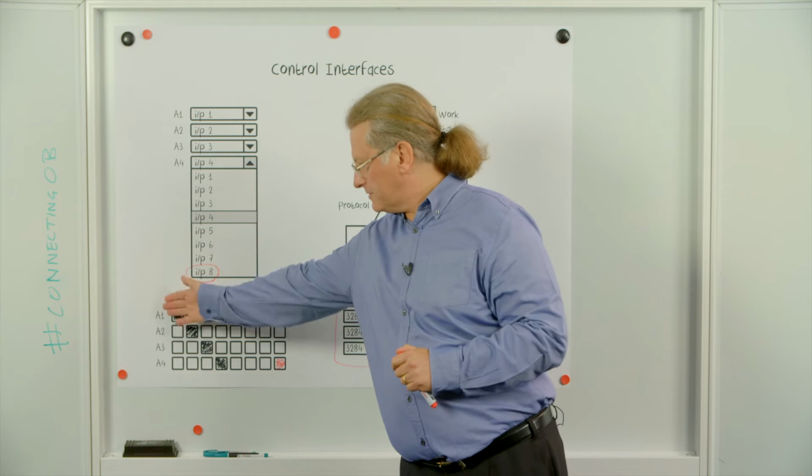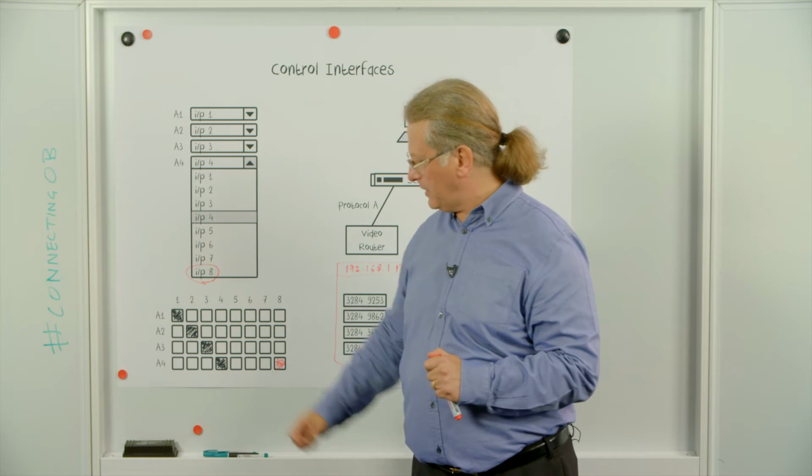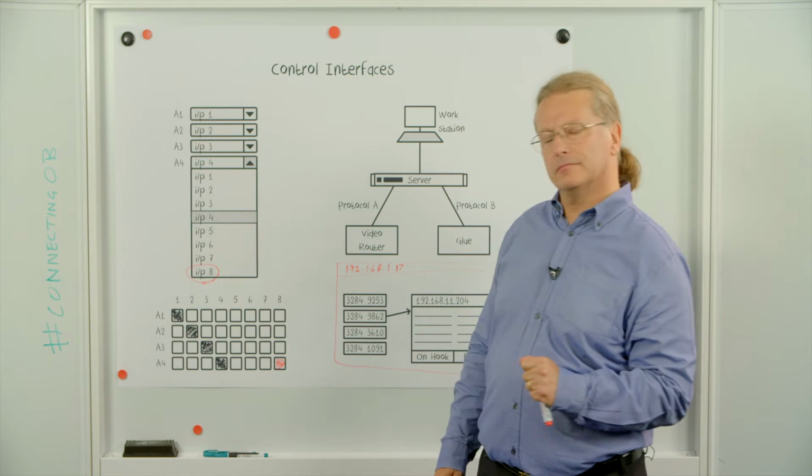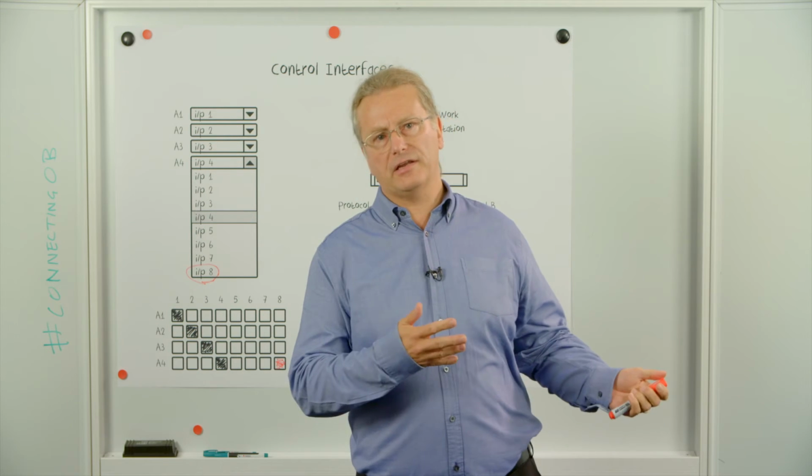Here we have the inputs, the outputs, and the current routes are shown highlighted. To make a new route, the operator simply now only has to press a button. And this could work both for the router and external glue.